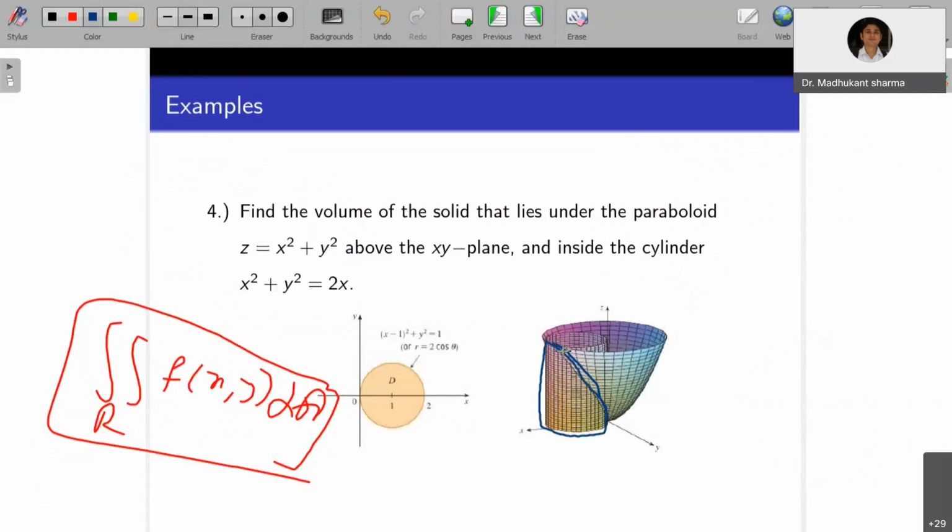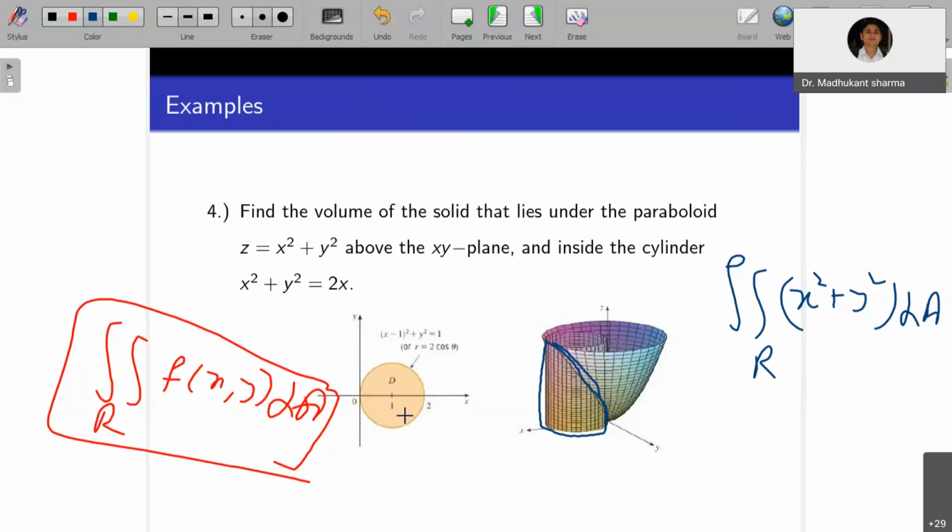Now, over the region, what is the region? The region is nothing but this, so that you have to identify. So this is equal to the double integral over R of f(x,y), which is x square plus y square, dA. What is R? R is nothing but this circle.